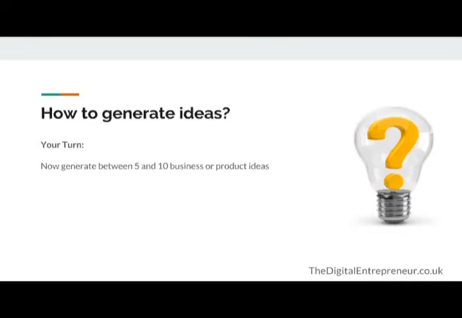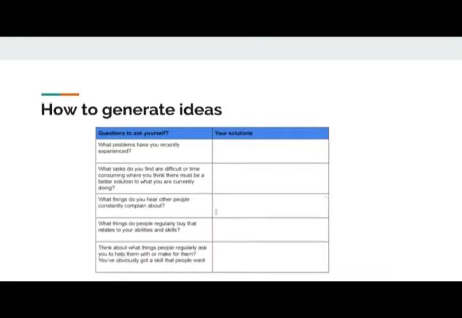You might find it helpful to create a table, as you can see in this slide, with questions to ask yourself and your solutions to those questions. So what I've got in my table is problems that you have recently experienced. And the next line I've got is, what tasks are you finding difficult or time consuming where you think there must be a better solution to what you're currently doing? An item on my list is, what things do you hear other people constantly complain about? Because if you hear them constantly complain about them, obviously there's a problem for the user or the person.